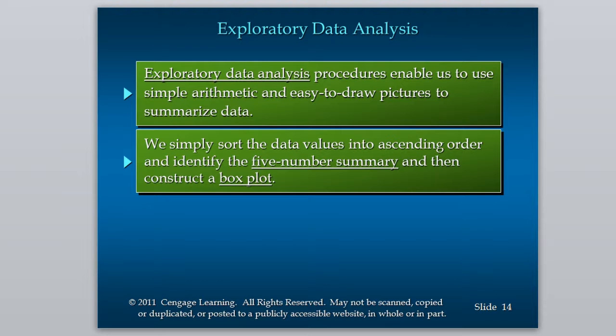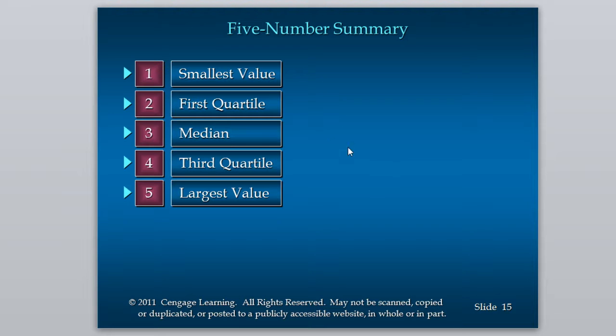Exploratory data analysis procedures enable us to use simple arithmetic and easy-to-draw pictures to summarize the data, and we can also use what's called the 5-number summary and the box plot from the 5 numbers. So let's take a look at what those 5 numbers are: the smallest number, the largest number, the median, which is the middle number, and the first quartile and third quartile. These are pretty simple.